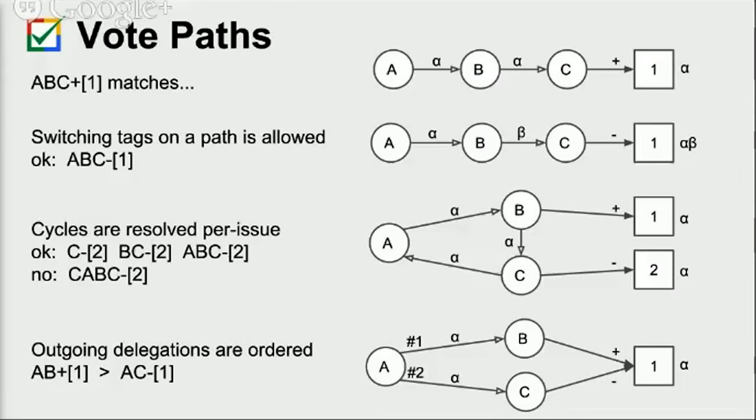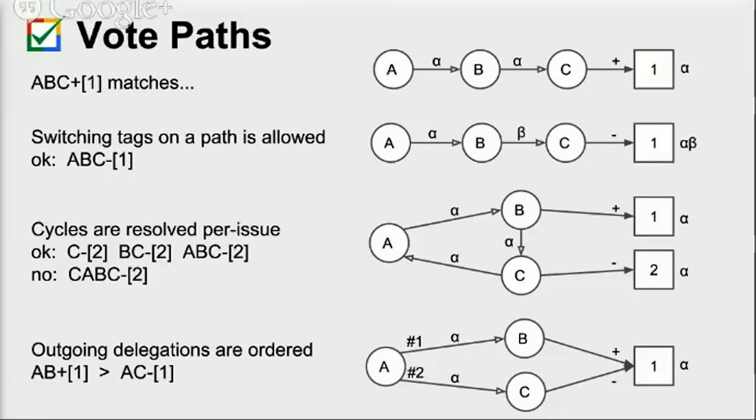I'll also introduce the syntax of vote paths. A, B, C plus 1 means A delegates to B, who delegates to C, who votes yes on issue 1. I'll note that switching tags on a path is allowed. A can delegate to B via one tag, B can delegate to C via a different tag, and yet still A has voted on issue 1.